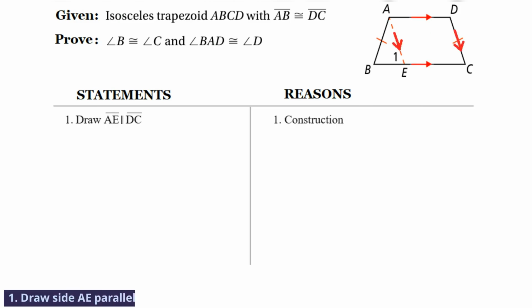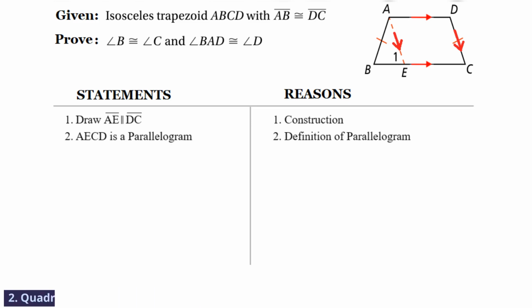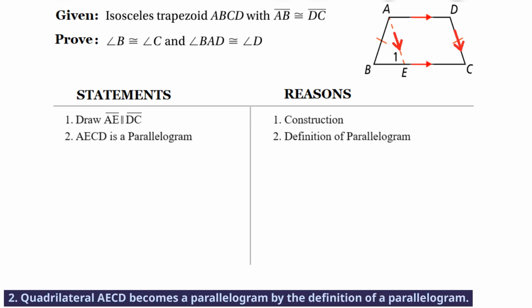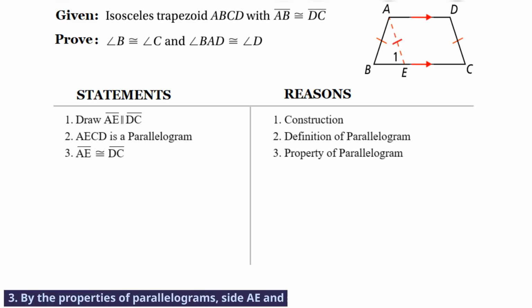1. Draw side AE parallel to side DC. 2. Quadrilateral AECD becomes a parallelogram by the definition of a parallelogram. 3. By the properties of parallelograms, side AE and side DC are congruent.